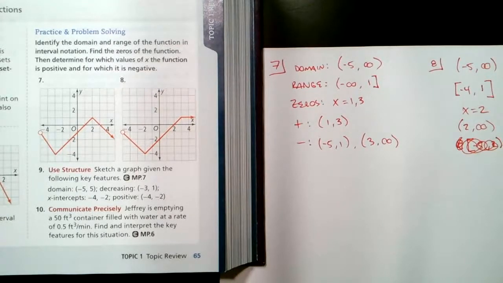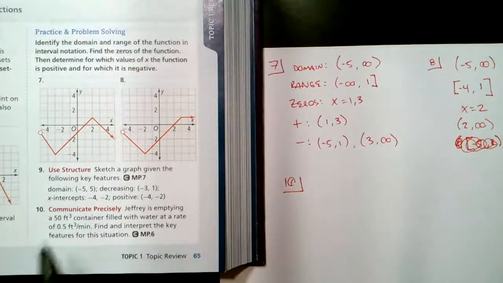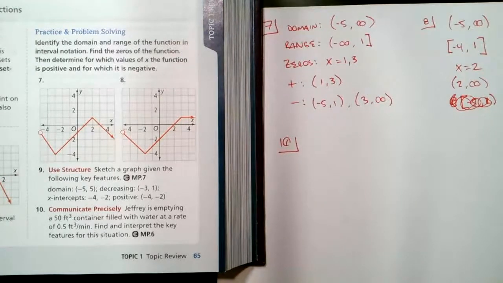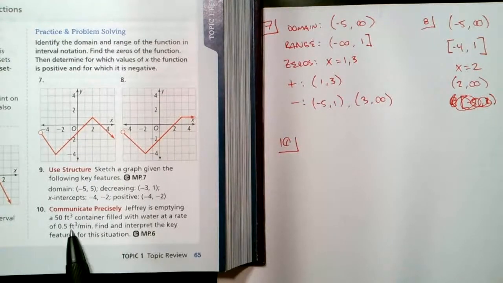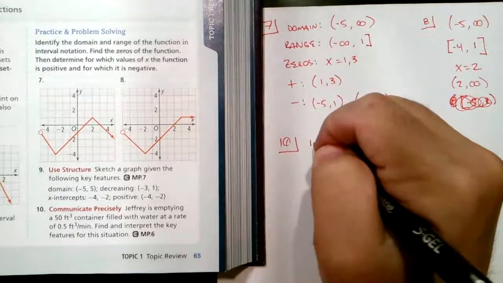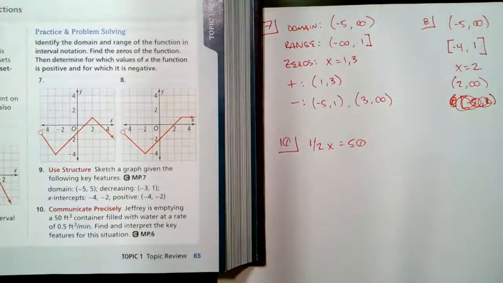So number 10, communicate precisely. Jeffrey is emptying a 50-foot cubed container filled with water at a rate of half of a cubic foot per minute. Find and interpret the key features of this function. So my first idea is that I think they gave us enough information to come up with an equation.